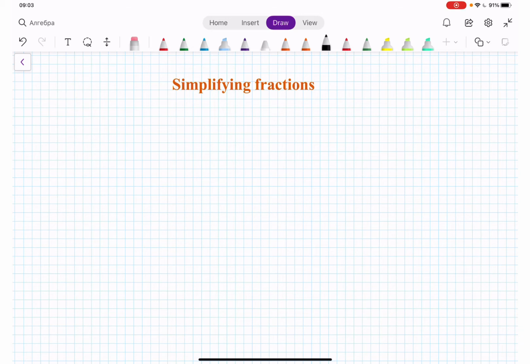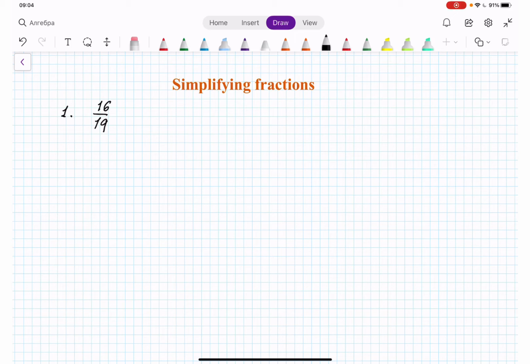Okay, question number 1. In the fraction 16 over 19, what number is the numerator? So we need to find the numerator.